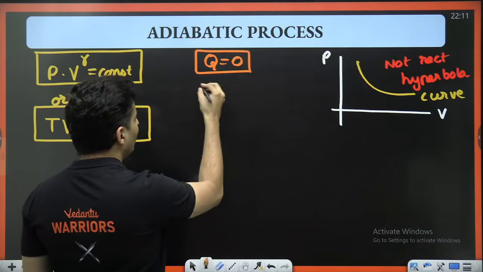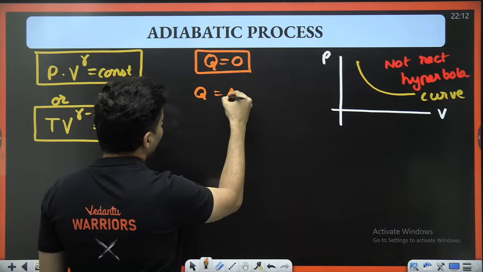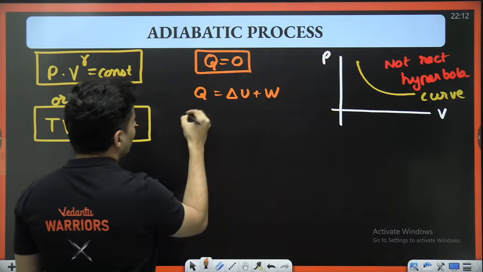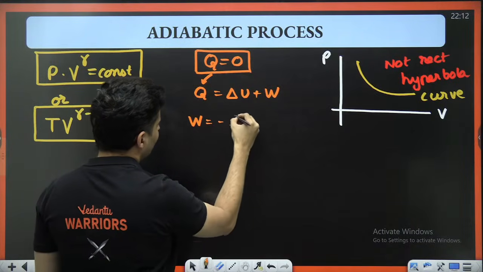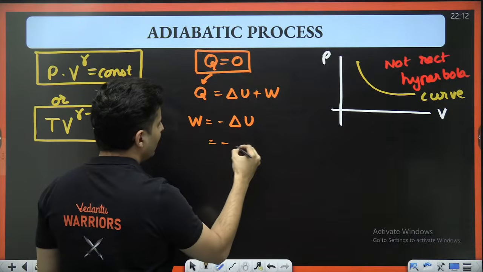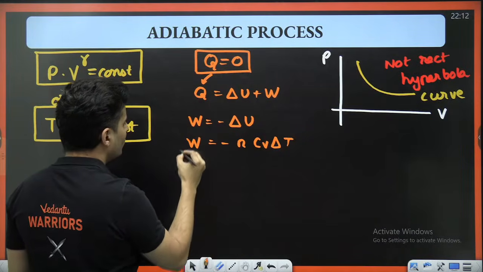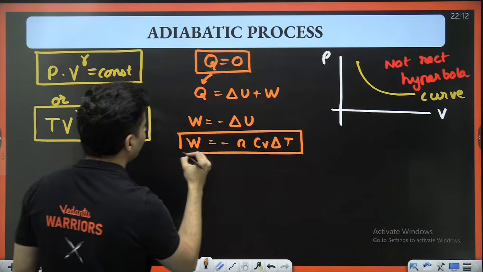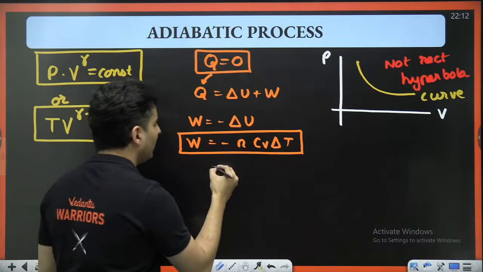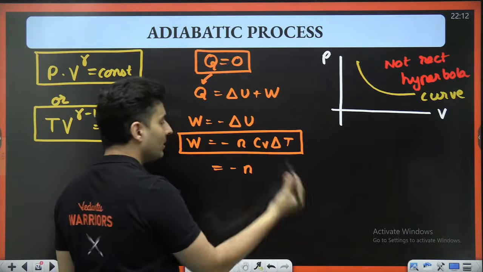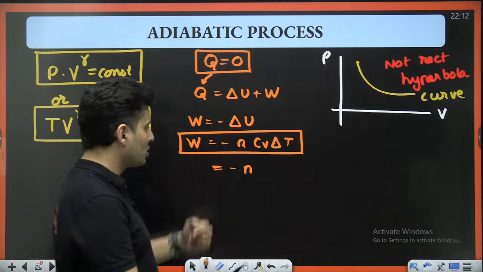Over here, because Q is 0, and since Q is delta U plus W, the work done will be minus delta U. And delta U is always NCV delta T. So you can also use this formula, minus NCV delta T. But many times people end up using a modified formula. That is also okay. I will show you that.